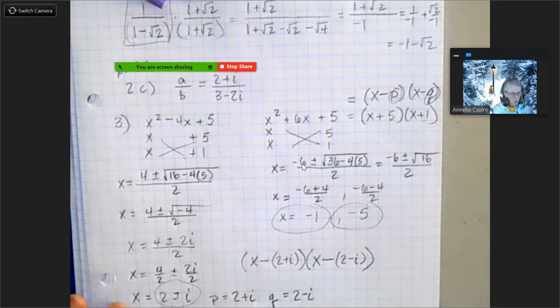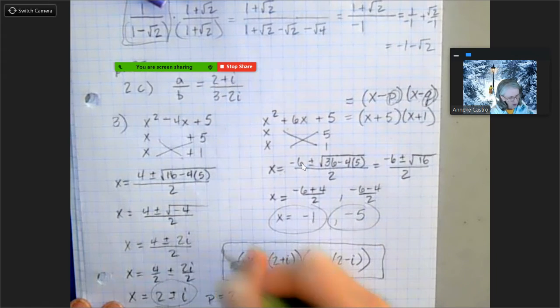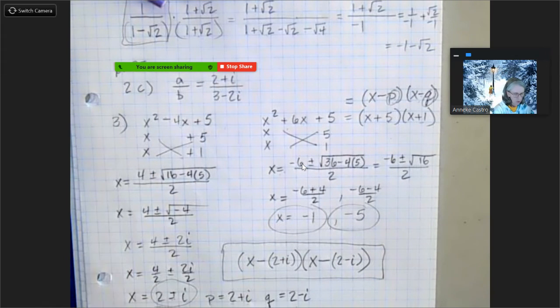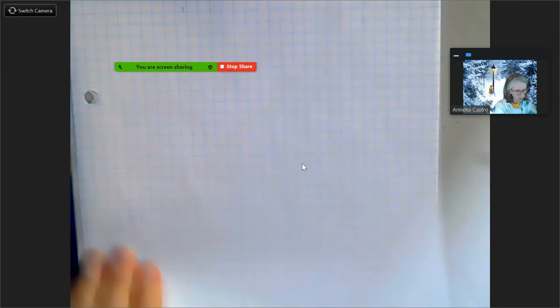And there it is. So that is what we're looking for on number 3. I have now factorized x squared minus 4x plus 5. That is what we're looking for. And we can see our 2 solutions right here. All right, question 4, problem 4.